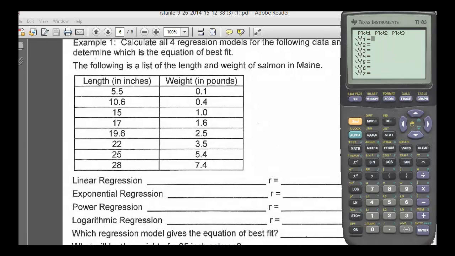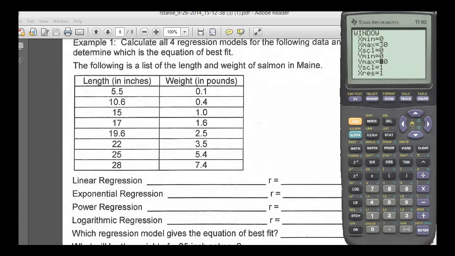Go to Y equals, turn on your plot, arrow back down to make sure that your plot is turned on. Make sure Y1 is clear. Go to Window and reset your specifications. X min should be 0. X max should be higher than the largest x value of 28. I'm going to choose 30. X scale is 1. Y min is 0.